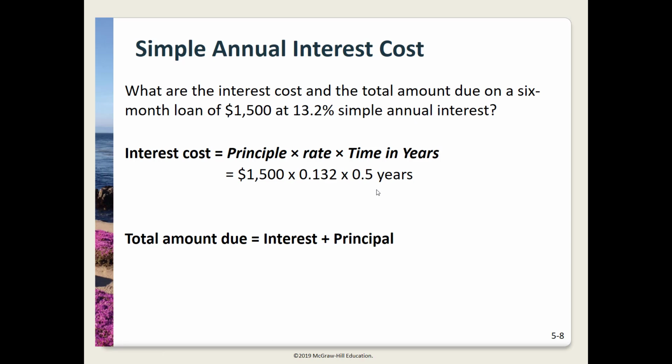So you have to do a little bit of conversion to make sure you're in the correct units of measure. In this case, it's got to be years. And then you can plug all this into your calculator. And so our interest cost will be $99. Now for the total amount due, we'll take the interest we just calculated and add it to our principal. So we'll take the $99 plus the $1,500, and so the total amount due is $1,599.